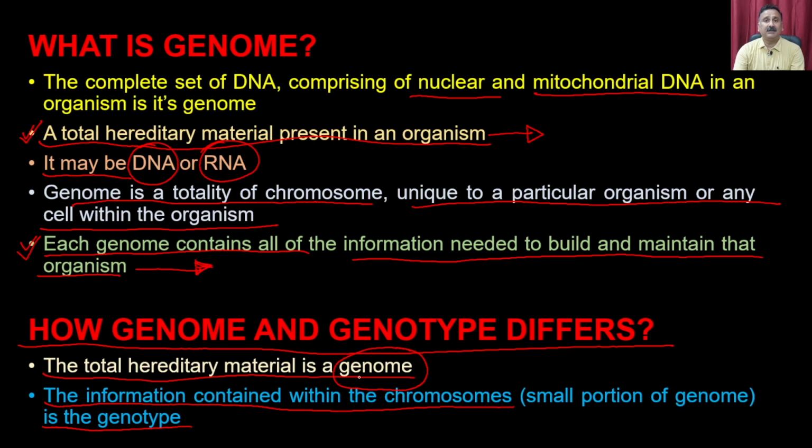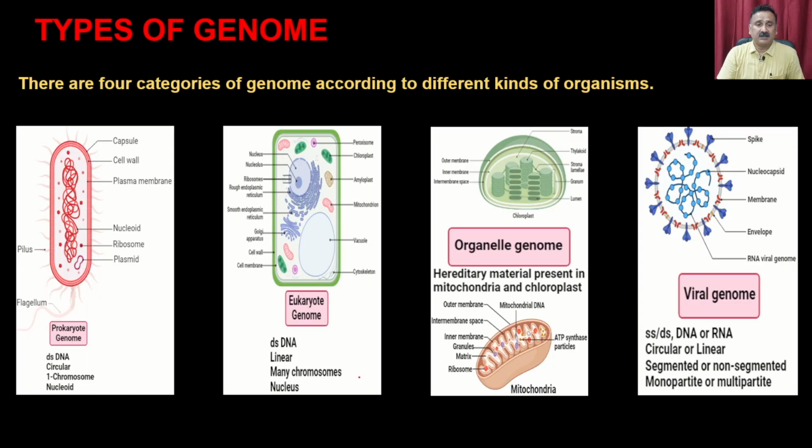So these are some of the properties which are going to be localized within a small portion of the genome. They are not going to be completely there; there will be no genome for that particular thing, right? So genome is a collection of genotypes, and the genotype is a subset of that particular genome. Now the question comes: what are the different types of genome present in the different organisms?